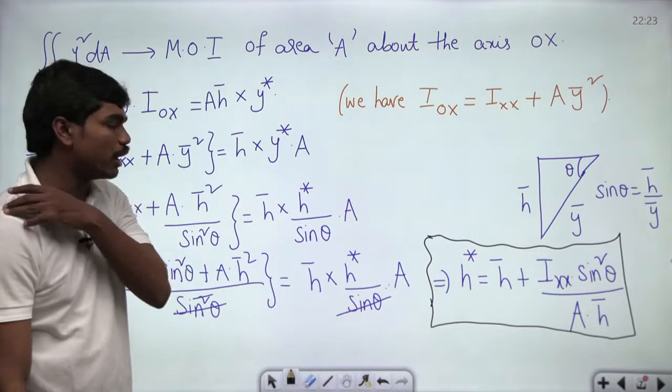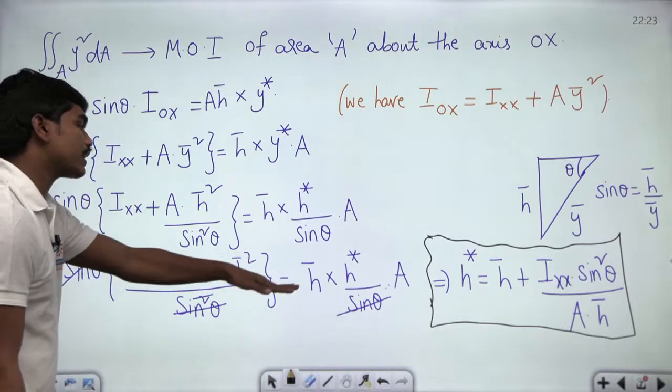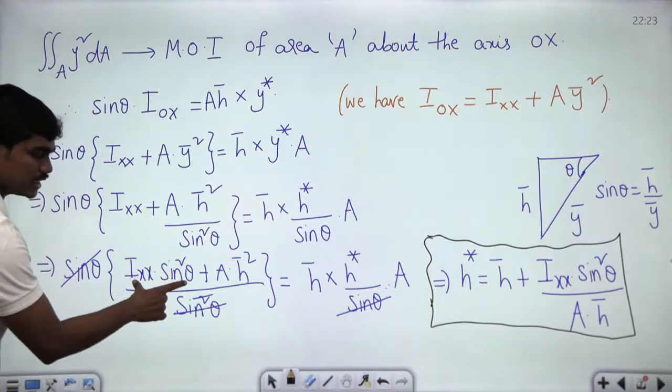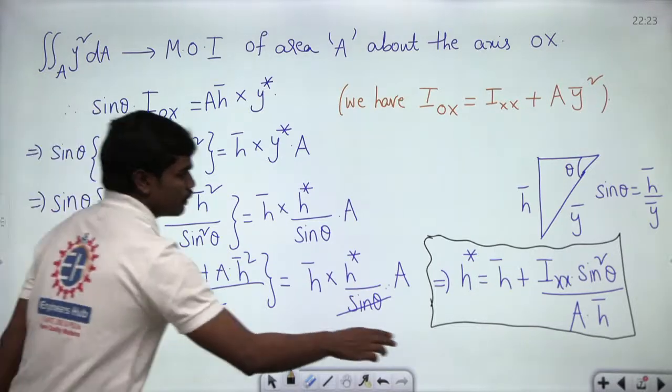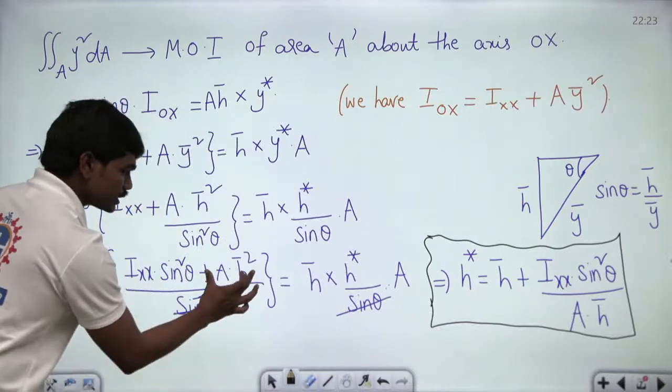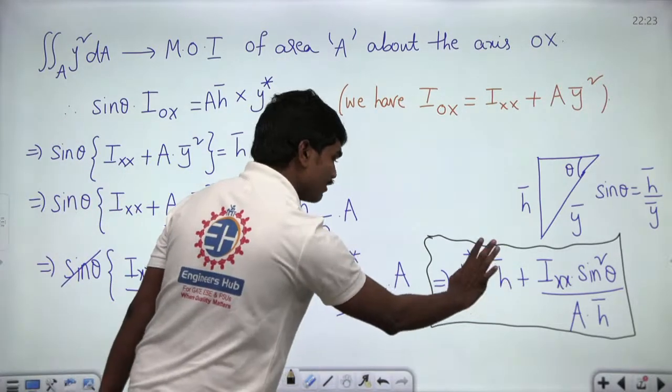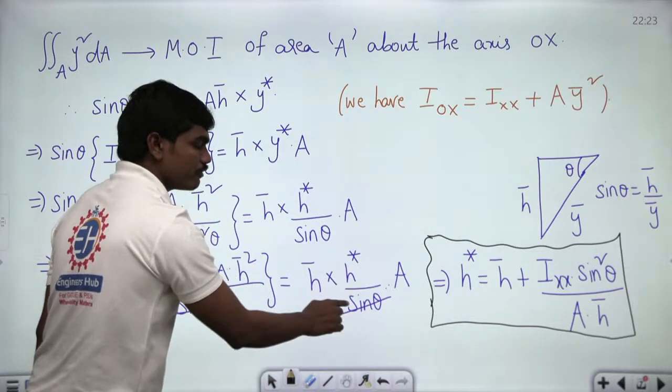So are you all clear till this point? How did we get this? Just if you divide this complete equation with A times of h bar, for this Ixx sin square theta, there will be one A h bar in the denominator which you are seeing here, and this term if you divide with A h bar, A gets cancelled and one h bar gets cancelled. So you will have this h bar, and this side you will be left with only h star.